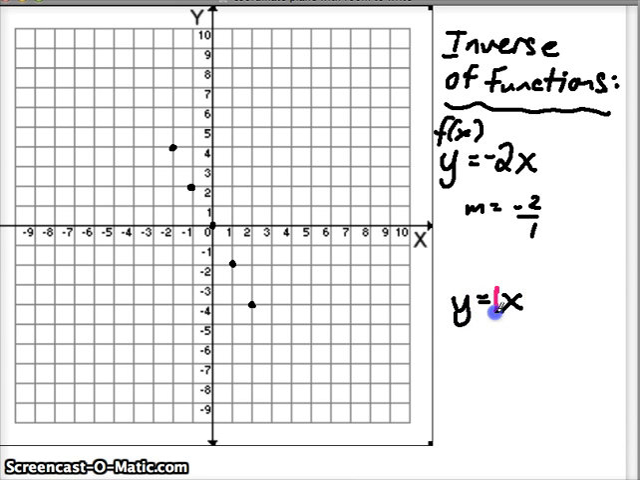The slope is implied, it's just 1 over 1, and our y-intercept is just 0. So we start at the same spot, but now we go up 1 over 1. So when we reflect for inverses, we're actually talking about reflecting across that diagonal line there. That line represented by this equation. This is our reflection line for inverses.